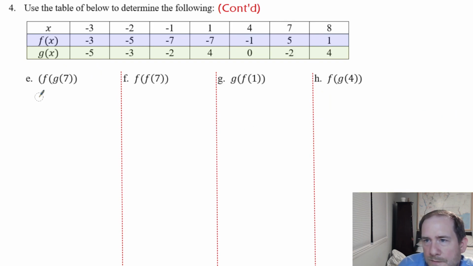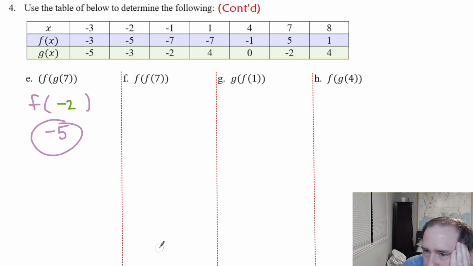Okay, of course, f being the periwinkle colored function, f is going to wait, and we're going to see what g of 7 is. That's the green. 7 is mapping onto -2, so we need to do f of -2. So we find the -2 as our input. We're reading off the periwinkle, so it's -5. Hopefully that's obvious.